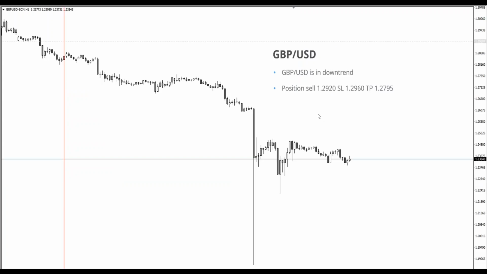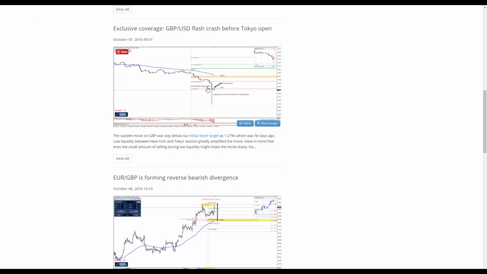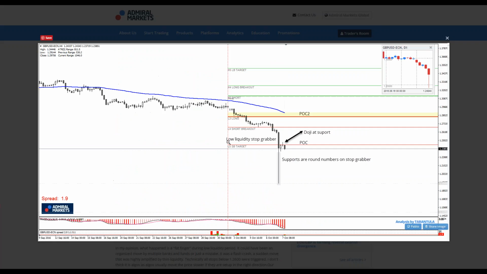Pound dollar sell position. You can see here sell position 29.20. As I said, it was very close, but it wasn't hit. But fortunately for you and for me, I did a pound dollar analysis after this flash crash, and here I said that if it comes here again, at this level, actually you can sell it.